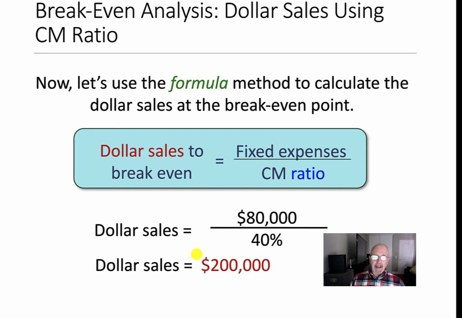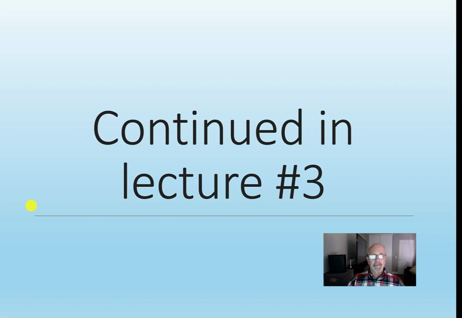Well, we have a price per bike of 500 bucks. If 400 bikes is break even, 400 times 500 is 200,000. So what we're looking at here is what we looked at in the last video as well. We're looking at these things from a variety of perspectives. And that's going to end us for lecture number 2. I will have lecture number 3 shortly, so I'll see you there.